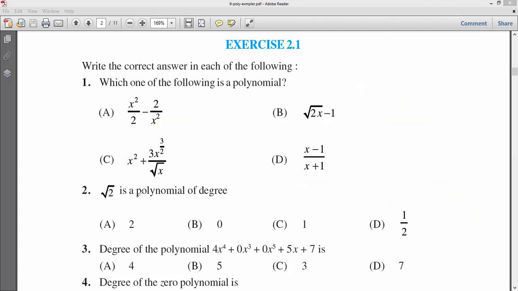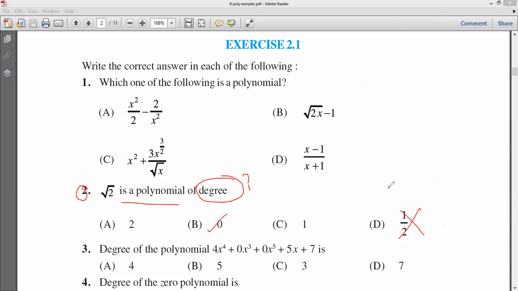Okay. Coming to question number 2. Root 2 is a polynomial of degree what? Who will say? 0. Sir, D. D. Sir, D, 1/2. Wrong. अभी मैंने समझाया था थोड़ी देर पहले. Sir, 0. 0 होगा. Why 0?